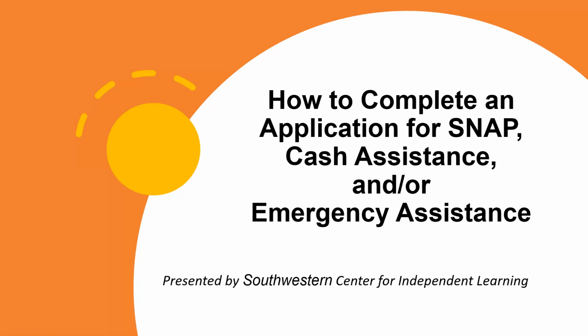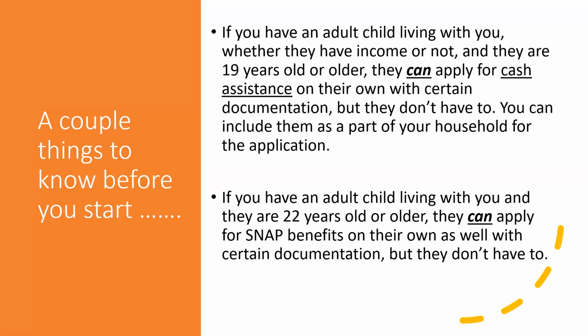Before you start filling out the application, there are some things to consider that some people don't know about. First, if you have an adult child living with you, whether they have income or not, and they are 19 years old or older, they can apply for cash assistance on their own with certain documentation, but they don't have to. You can include them as part of your household for your application.